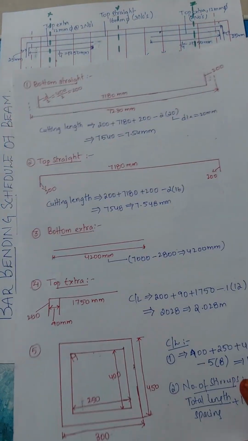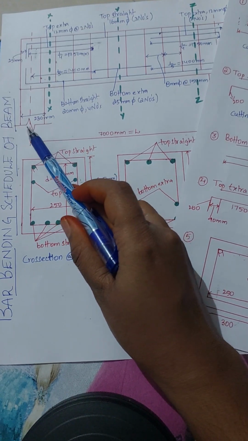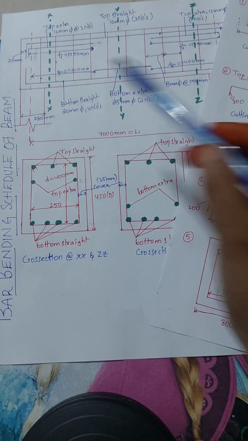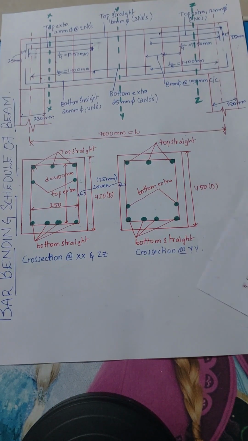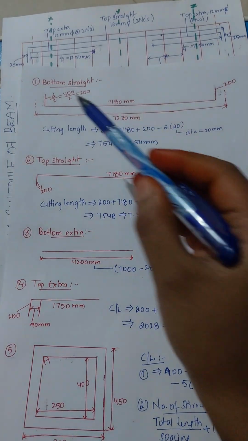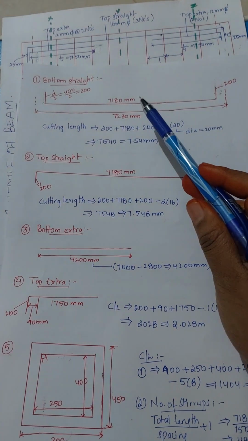So this length is given, beam length is given as 7000 mm, but here the width of the supports is given as 230 mm. So half of the wall will be 115 mm and here also 115 mm, so that 7230 it will be there. So this is 7230, and after removing the clear cover on both sides, it will be 7180 mm.